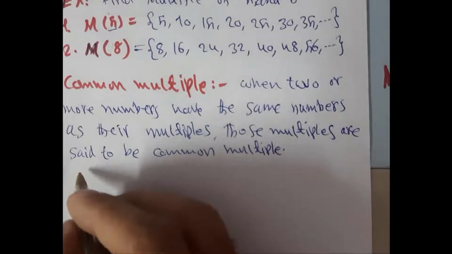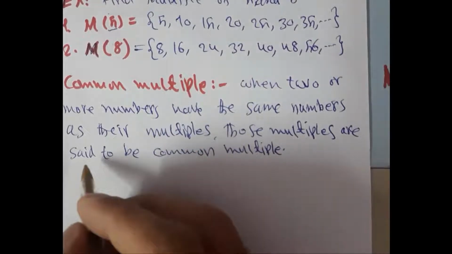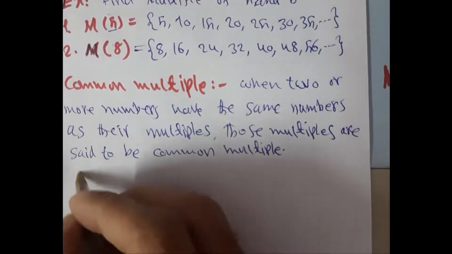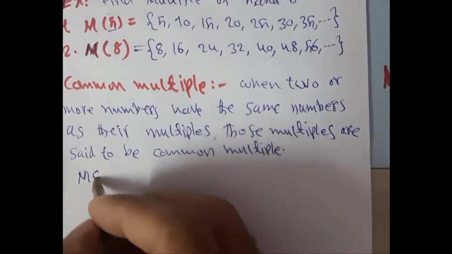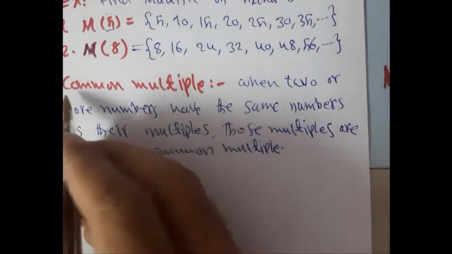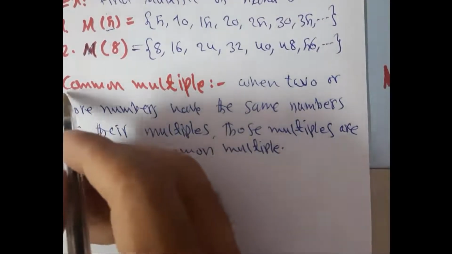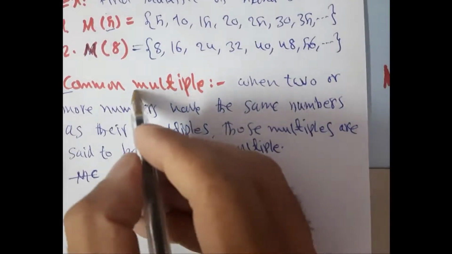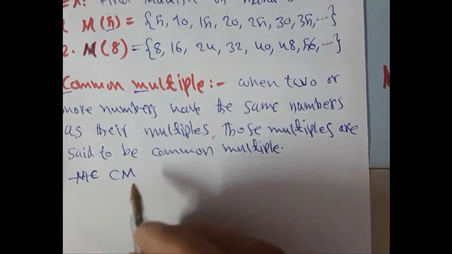We show the common multiple of two or more numbers by CM, common multiple. We took the letter C from here and letter M from here.